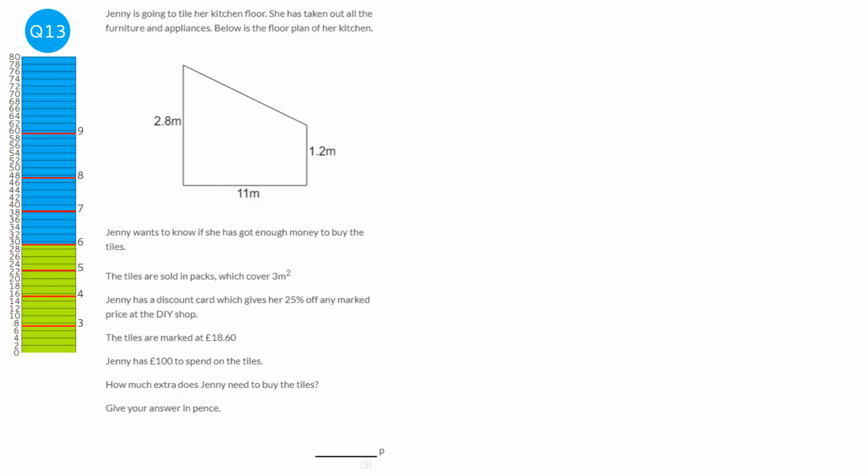The first thing we need to do is work out the area of the floor, and you'll notice that this is a trapezium. With a trapezium, the formula is half a plus b times h, and a and b are the parallel sides, so these ones are the parallel sides, and the height is the one connecting the two bases, the two parallel sides.